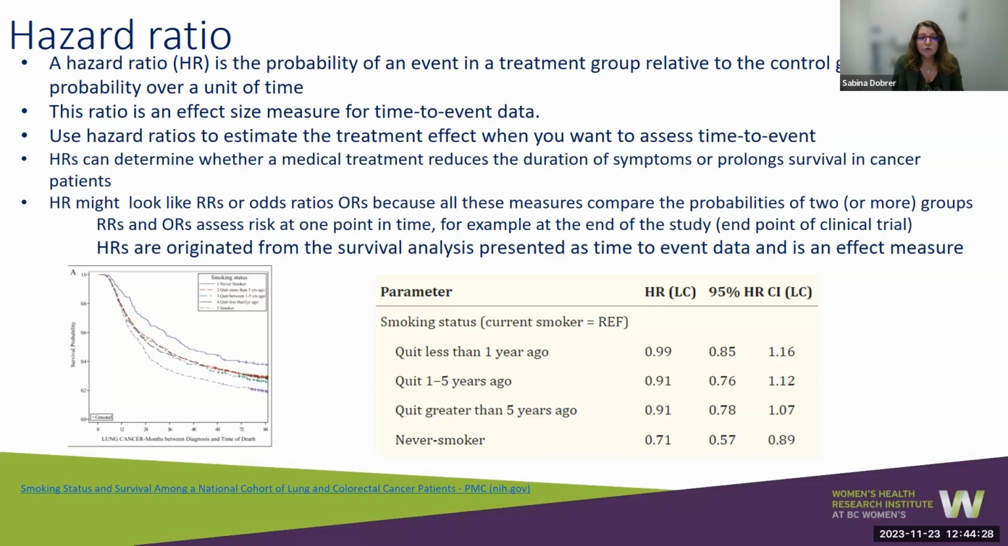It is the probability of an event in the treatment group relative to the control group per unit of time. So we're not measuring just risk at a specific point, we're measuring it as risk over time. And you're probably all familiar with the Cox regression model. For the Cox regression model, we usually say Cox proportional hazard model.